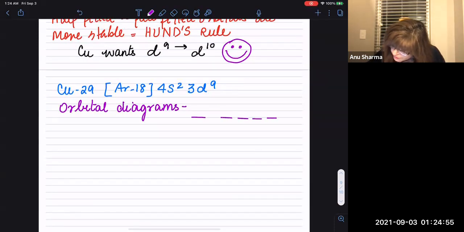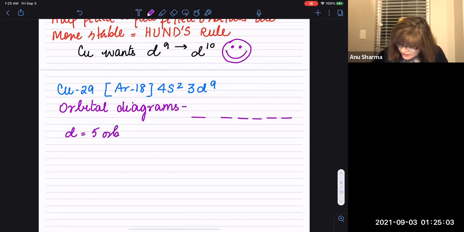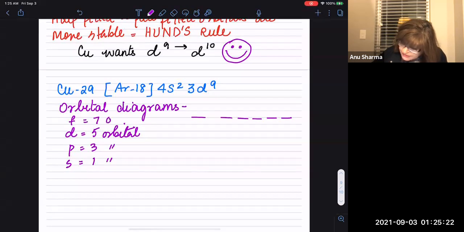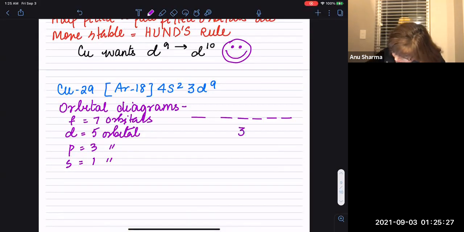1, 2, 3, 4, 5. 1, 2, 3, 4, 5. These are the 5 orbitals. Remember, D subshell will have 5 orbitals. And P subshell has 3 orbitals. S subshell has only 1 orbital. Okay, F subshell will have 7 orbitals. But we are only dealing with the 3d9, and this is the 4s. Okay, so 4s is only 1 orbital.